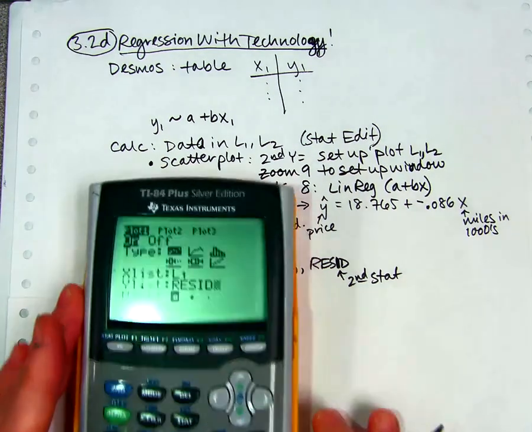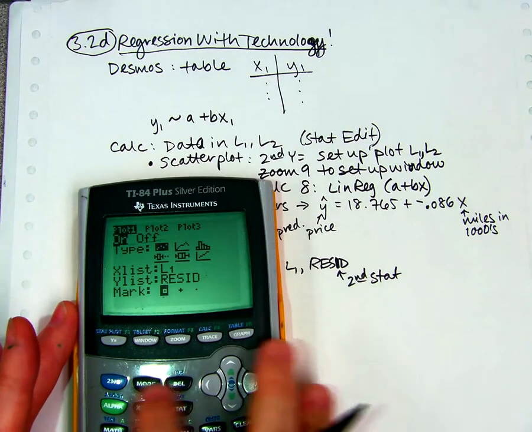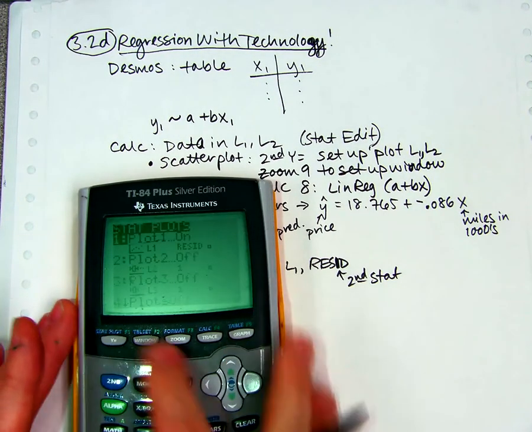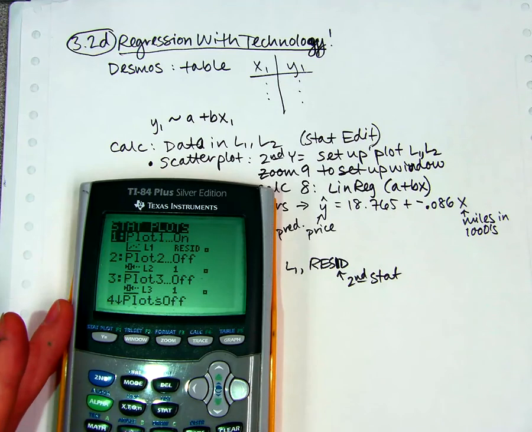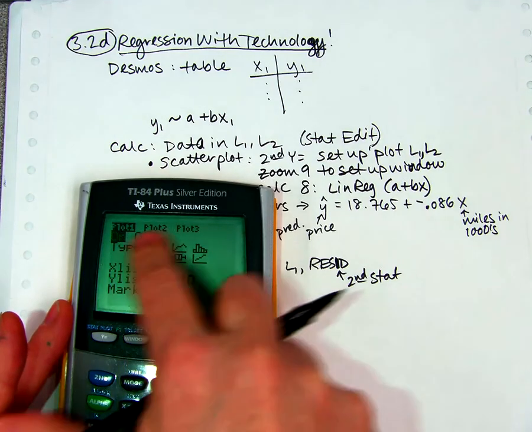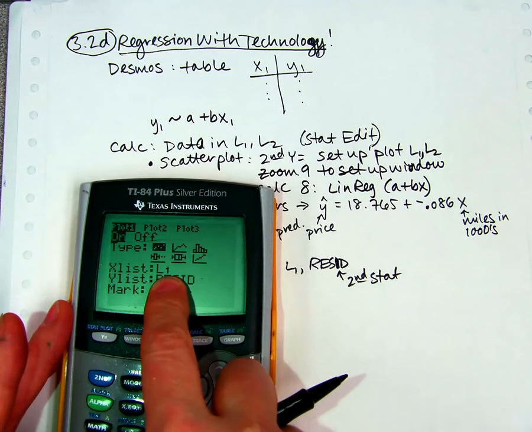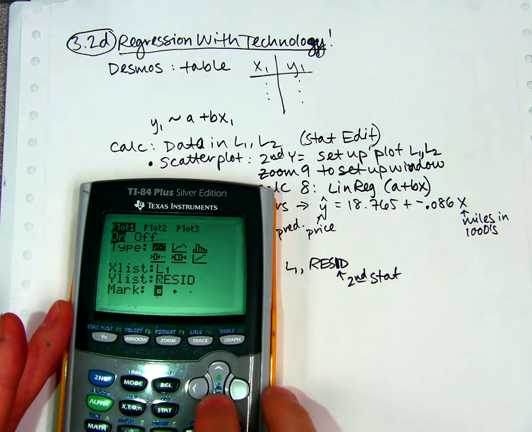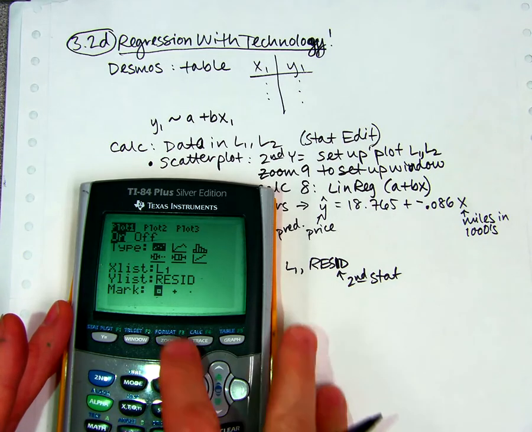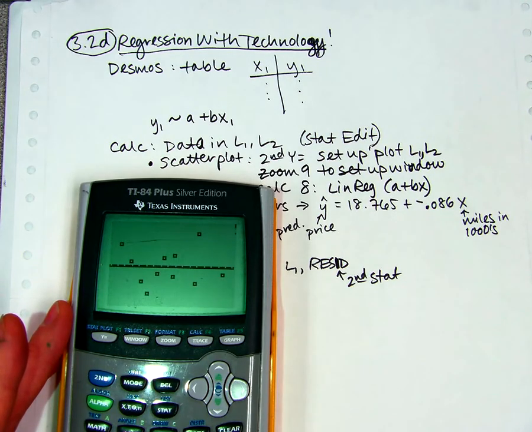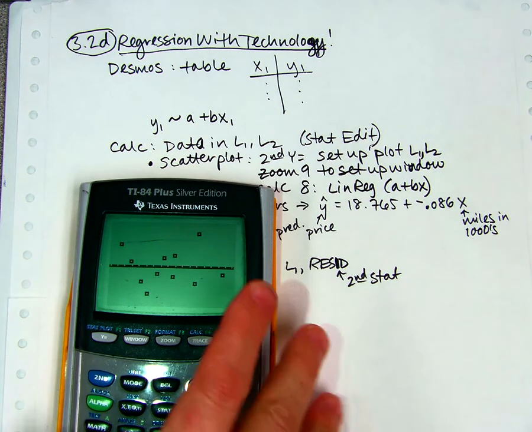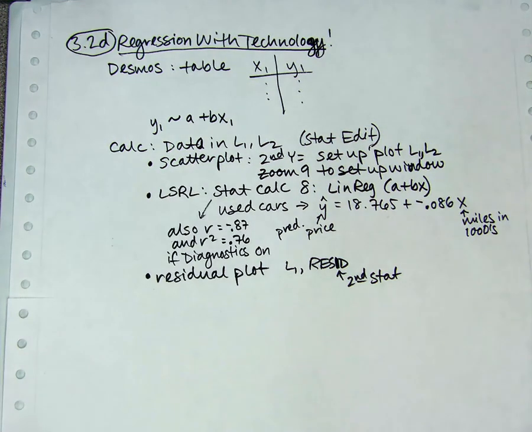You can get to the residuals by doing second stat. And so what I just did is I did second stat. I'm going to actually do that whole thing again just to make sure. So we've got this. We choose plot one. We choose scatter plot. We choose our x values and our residuals. And then once again, Zoom 9 will set up the window automatically. So there's the residual plot that went with that plot we just did a little while ago. So that's the residual plot and how to do it on the calculator.